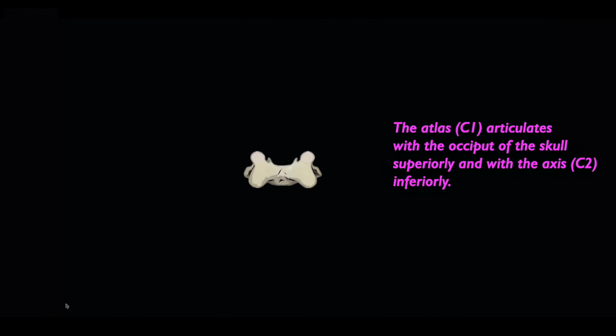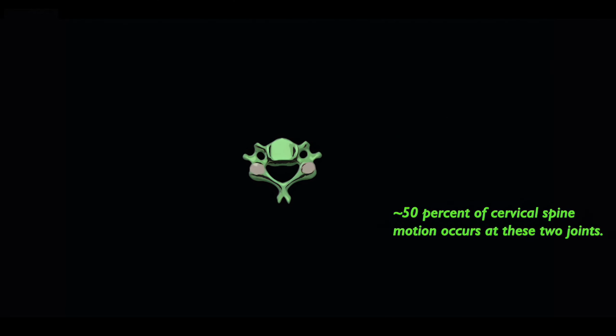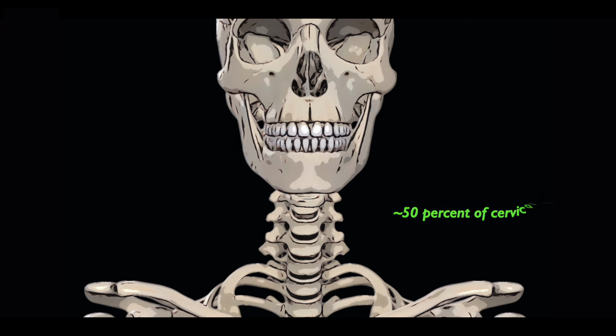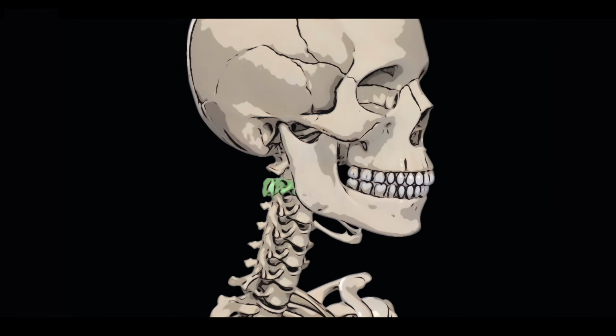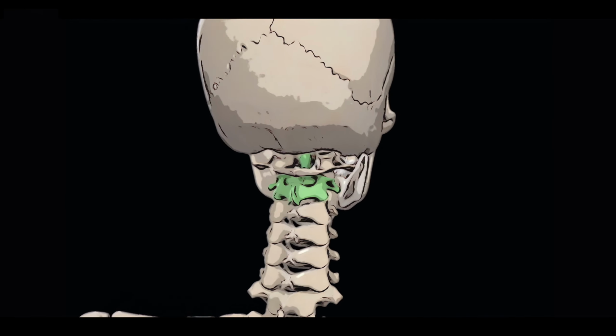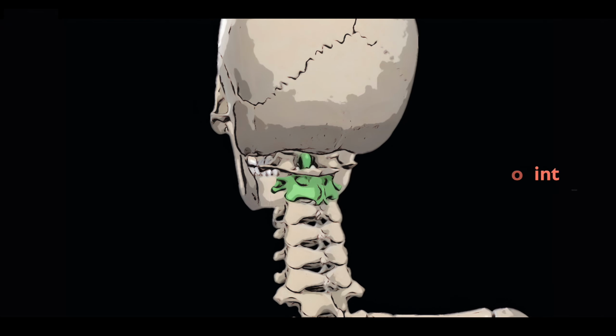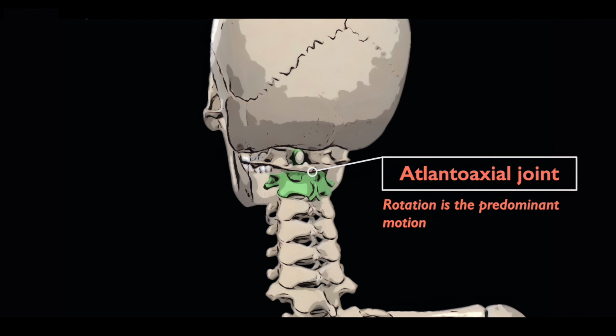The atlas, C1, articulates with the occiput of the skull superiorly and with the axis, C2, inferiorly. Around 50% of cervical spine motion occurs at these two joints. The atlanto-occipital joint permits the majority of flexion and extension, whereas the atlantoaxial joint permits the majority of rotation. Varying amounts of flexion, extension, lateral bending, and rotation occur from C3 through to C7.